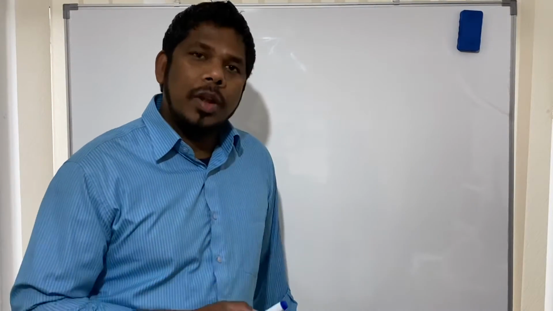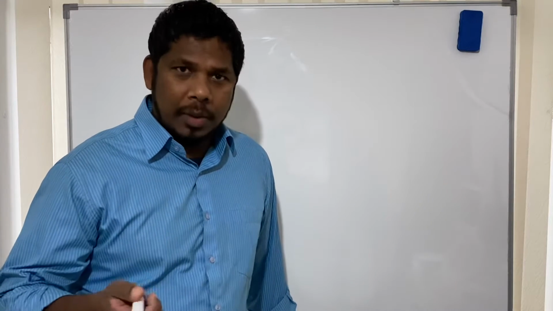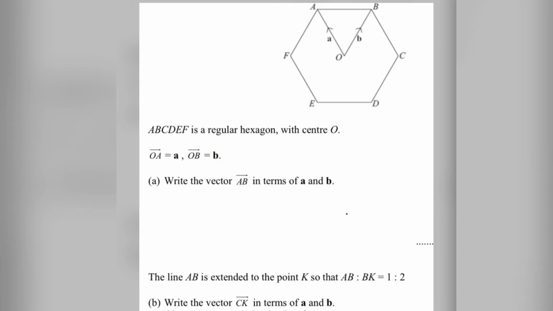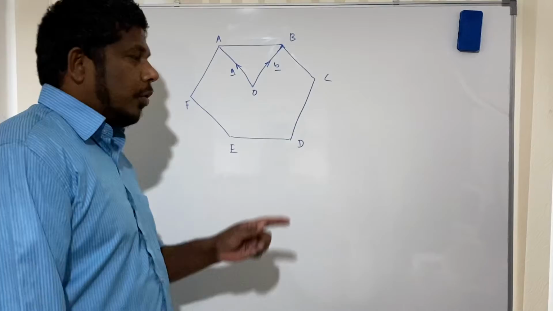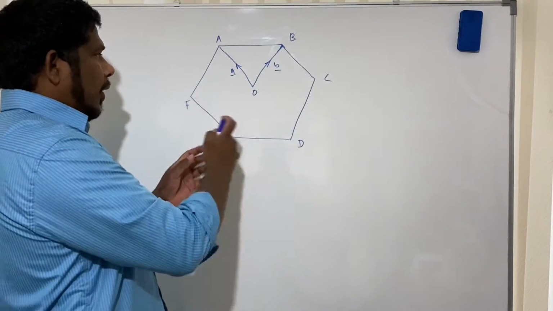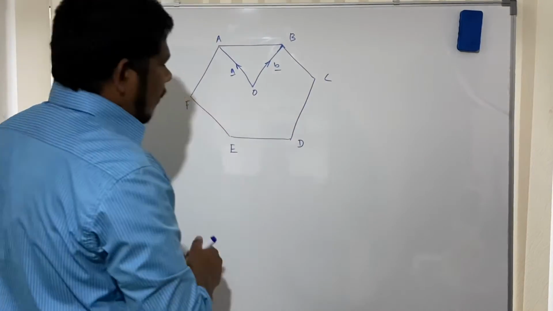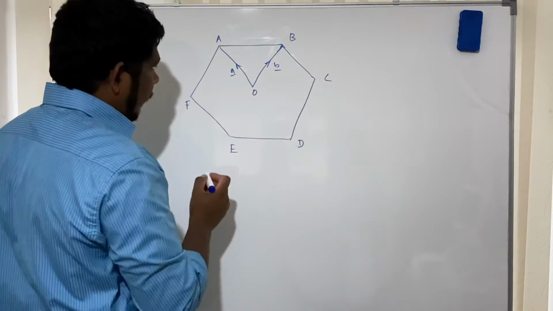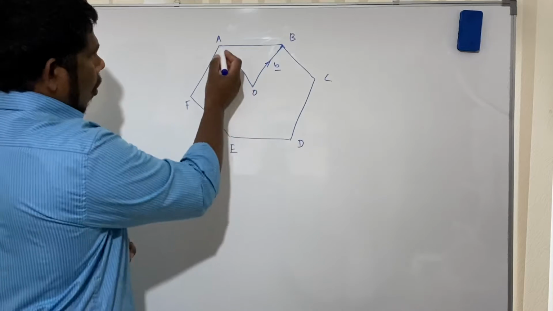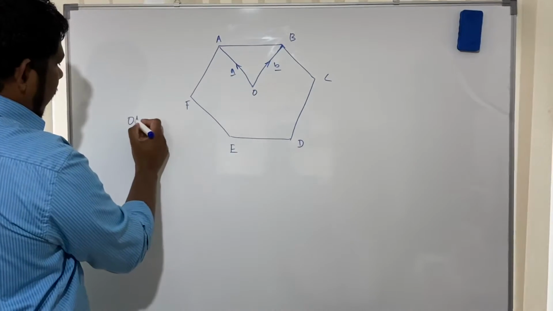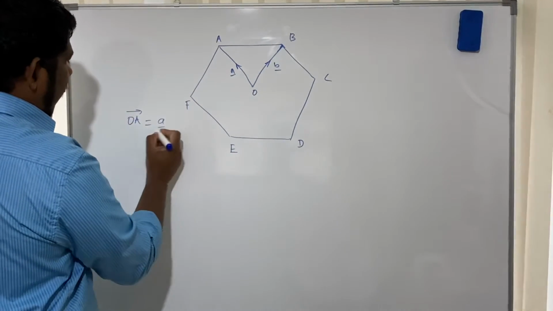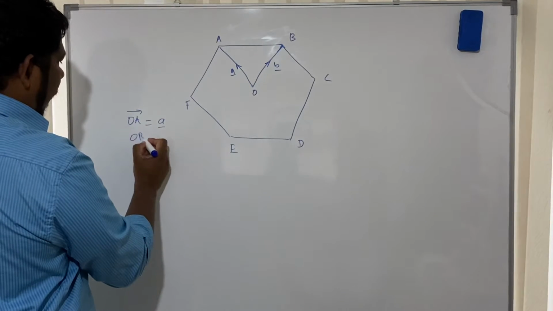This is my third video for vectors, and today we're going to continue the questions I gave in my last video. The first question: this is the regular hexagon ABCDEF, and the center of the hexagon is O. Vector OA is a and vector OB is b.